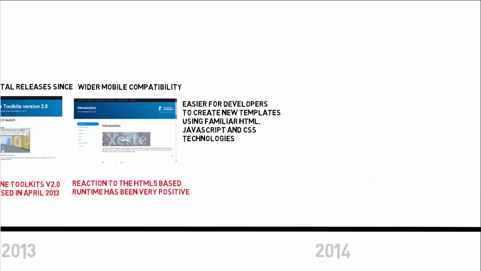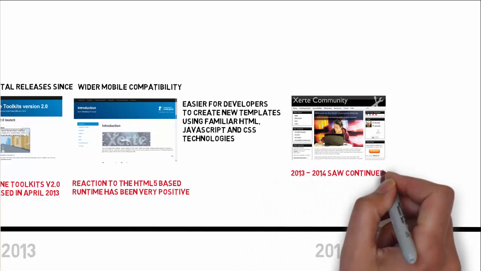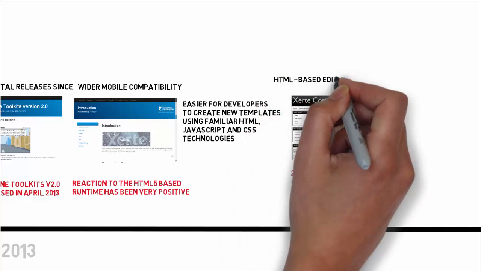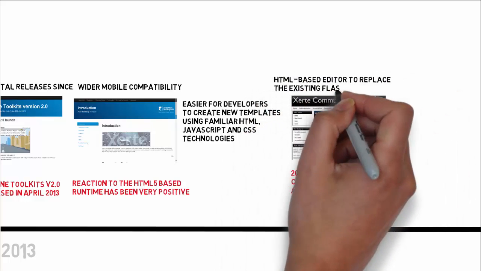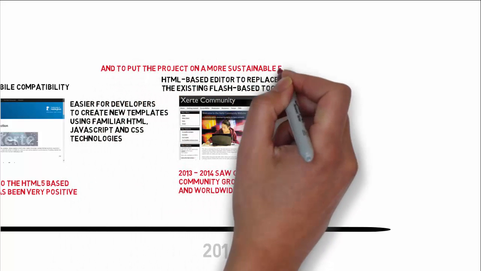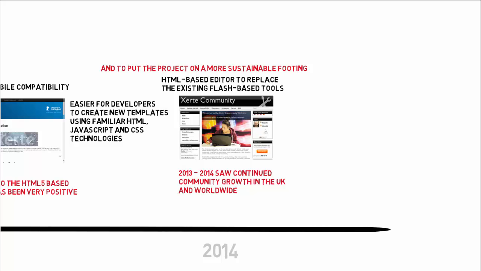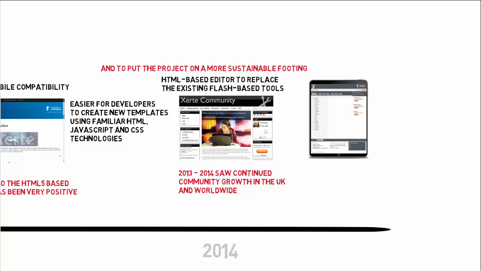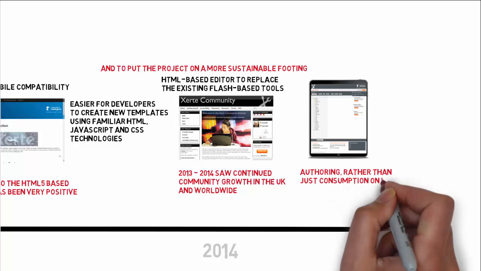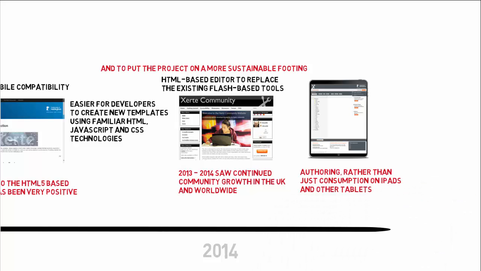2013 to 2014 saw continued community growth in the UK and worldwide, and during 2014 the main focus for the team has been the development of a HTML-based editor to replace the existing Flash-based tools, and to put the project on a more sustainable footing given the success of the tools and the growth of the wider developer community. The redevelopment of the editor is a significant piece of work which will allow authoring to be undertaken on devices that can't run the Flash player. For example, authoring rather than just consumption on iPads and other tablets, as well as many other benefits.